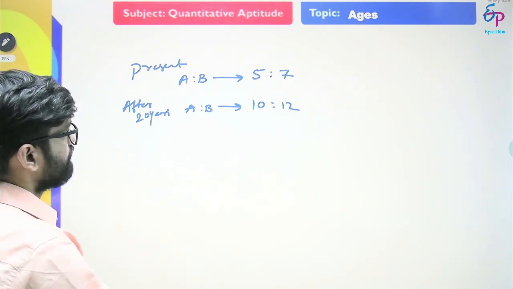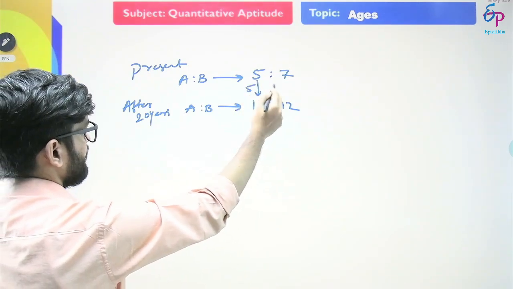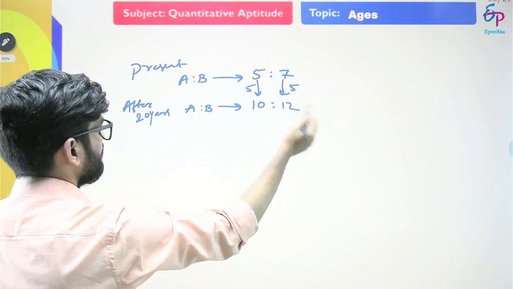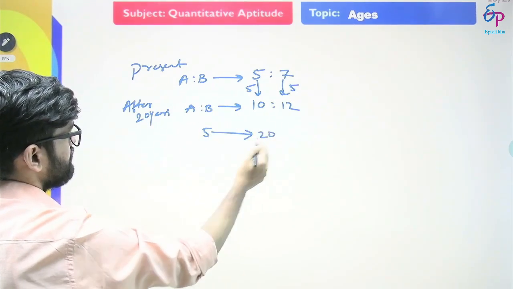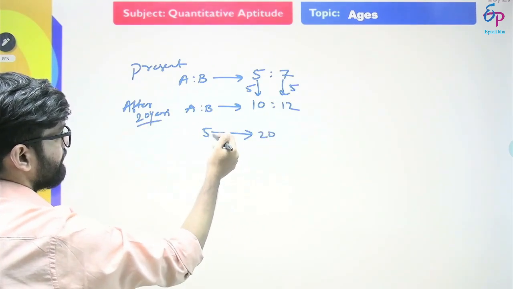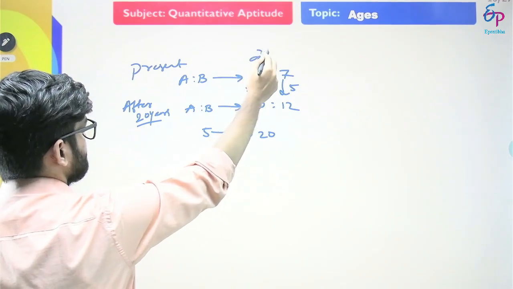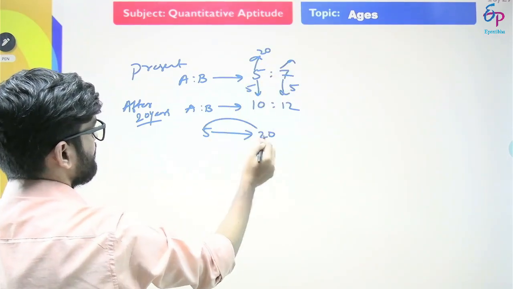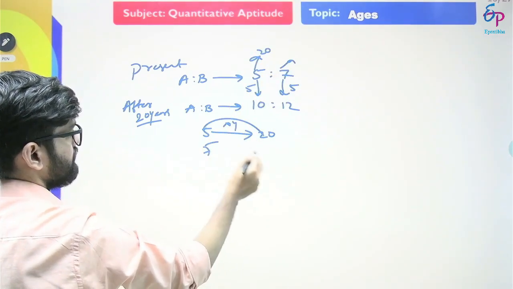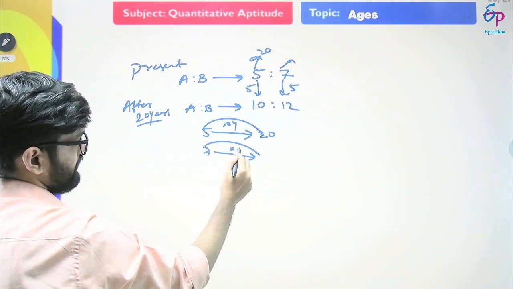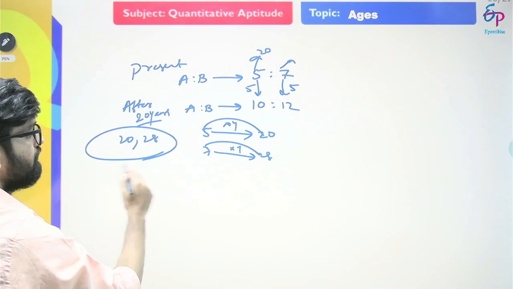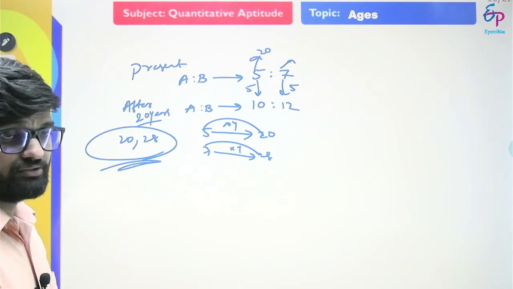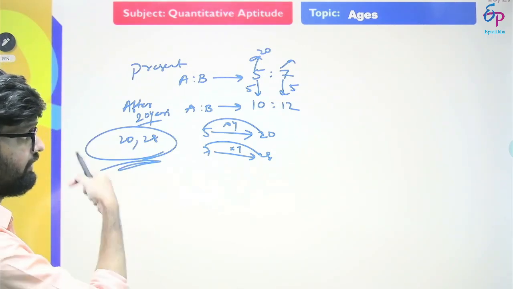5 parts and 5 parts. So what is the difference here? 5. 5 parts is equal to how much? 5 parts is equal to 20, means this one's age is 20, so it is 4 times. 7 parts is equal to how much? 7 fours are 28. What are the ages? 20 is to 28. 20 and 28 is the ratio.